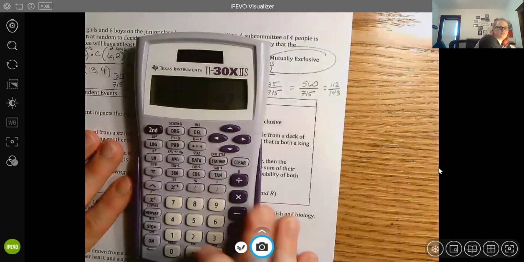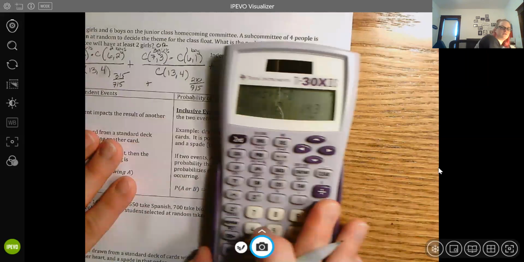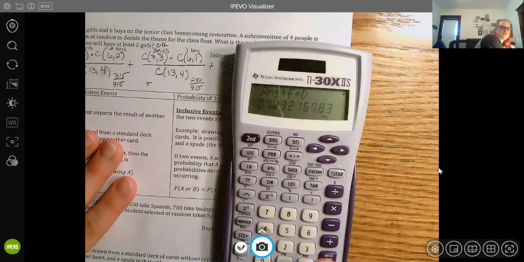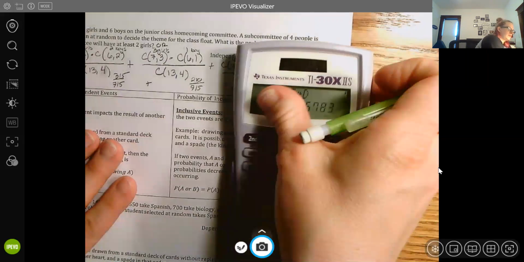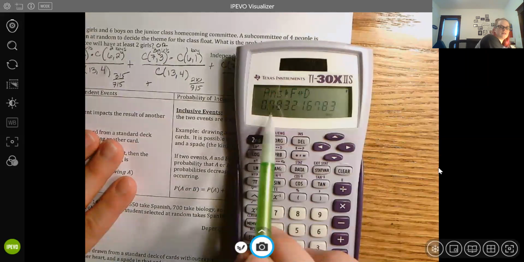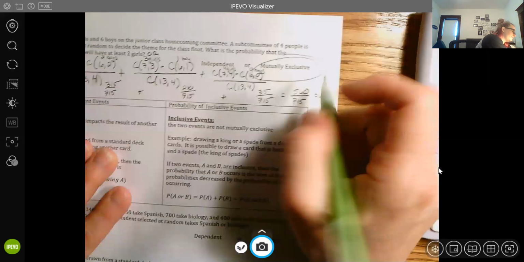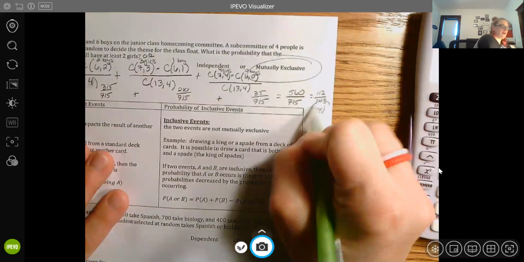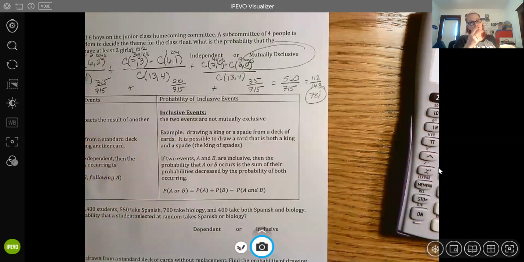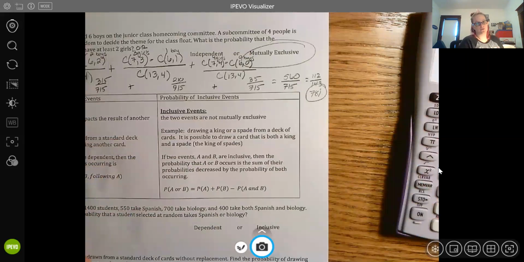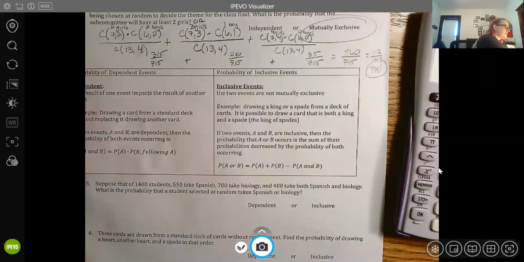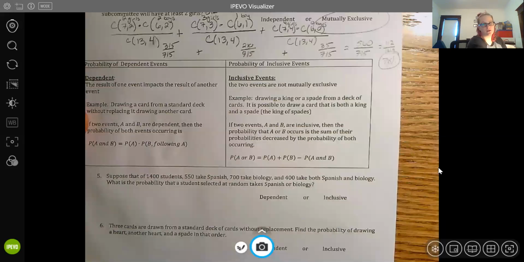Now I'm just going to show you guys. If I hit enter, that gives me 0.78. So that's a 78% chance that I'm going to have at least 2 girls on my committee. 2 girls or 3 girls or 4 girls. All right. Whew, that one was a long one.